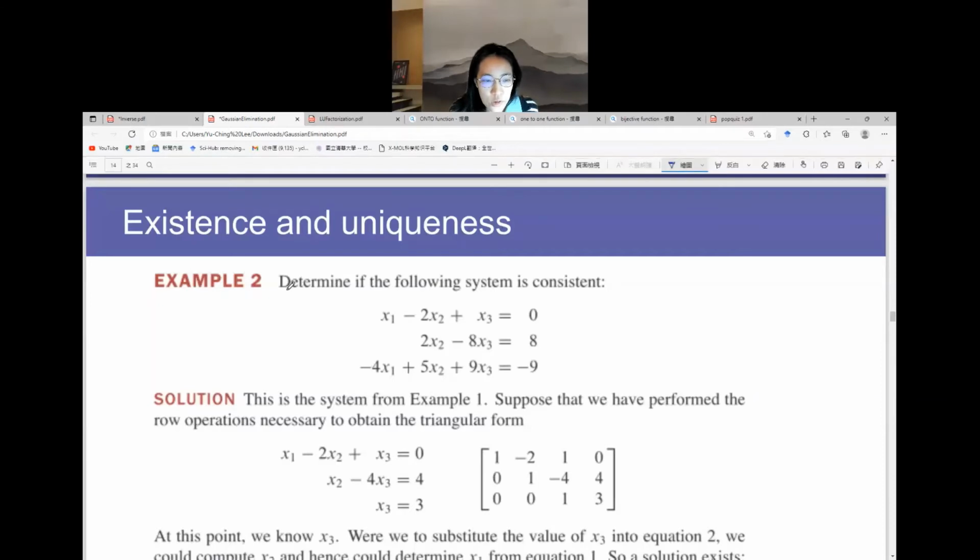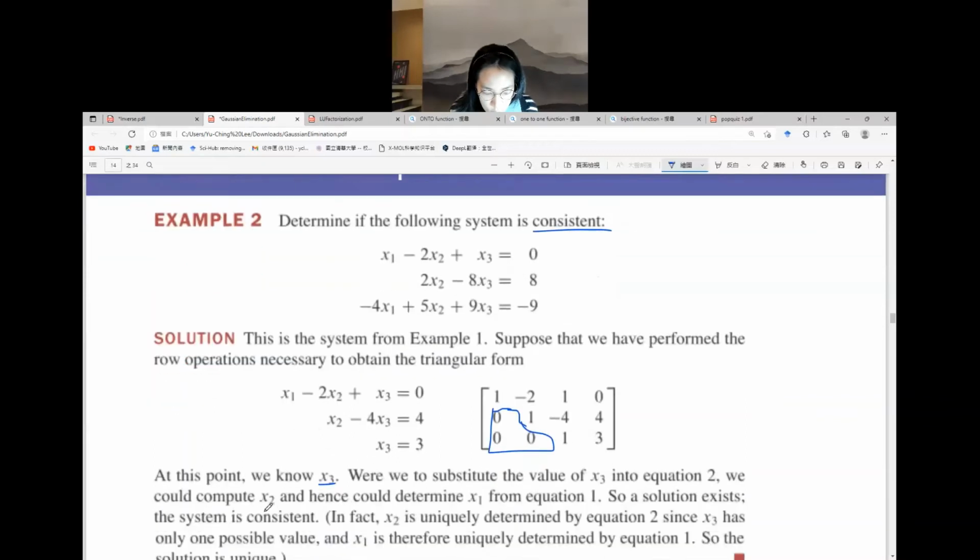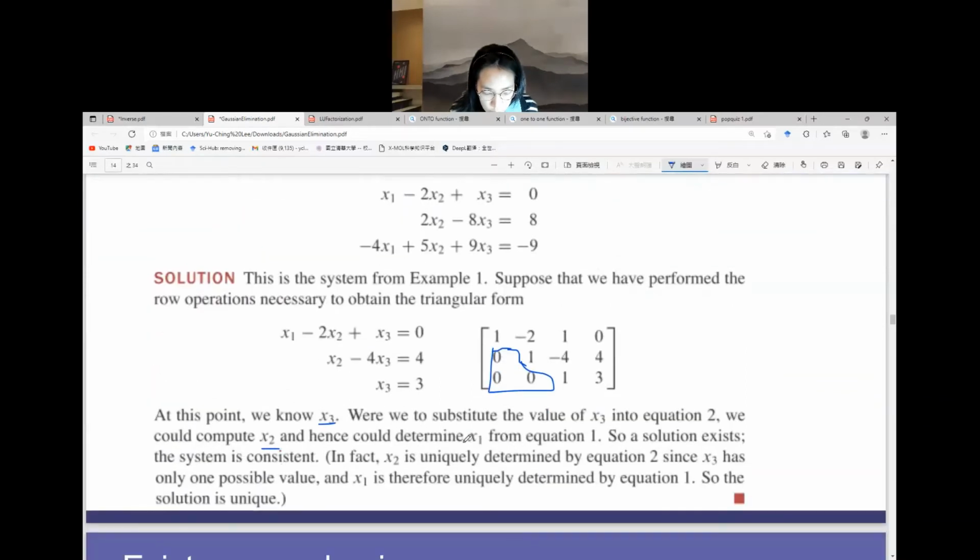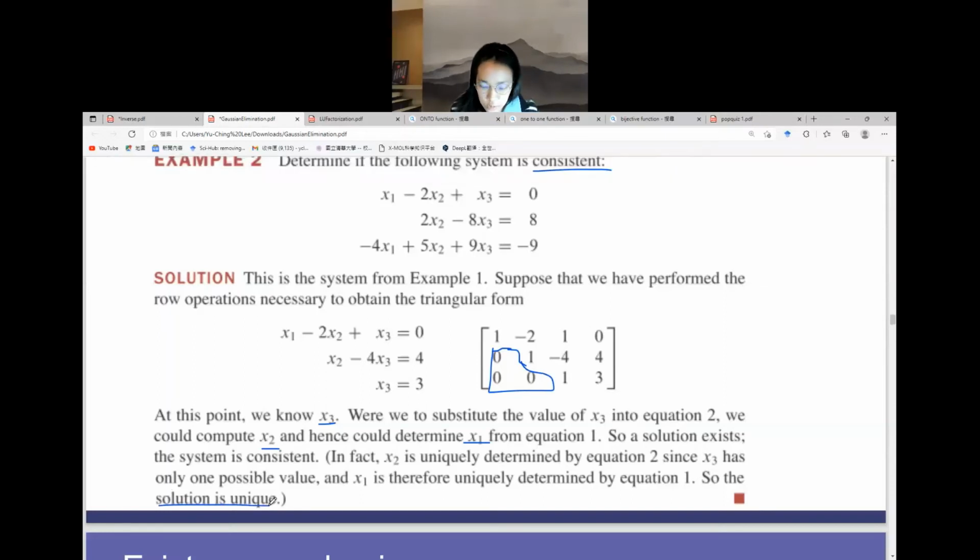So, okay, we want to determine if the following system is consistent or not. In order to answer this question, we can just go ahead and solve for it. Eventually we identify such an echelon form, and then find out that we can use back substitution to solve x3 and then x2, and then x1. So we can say that this is a consistent system, and the solution is also unique, just by using Gaussian elimination to solve it.